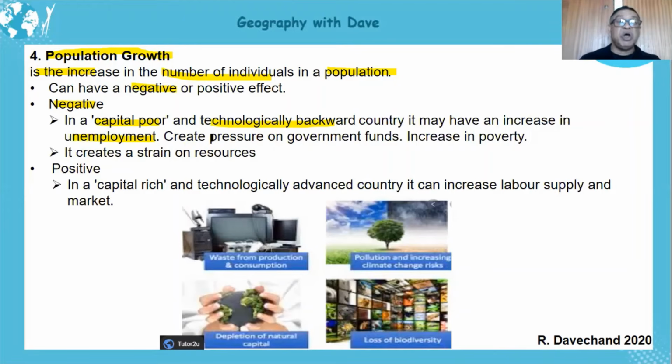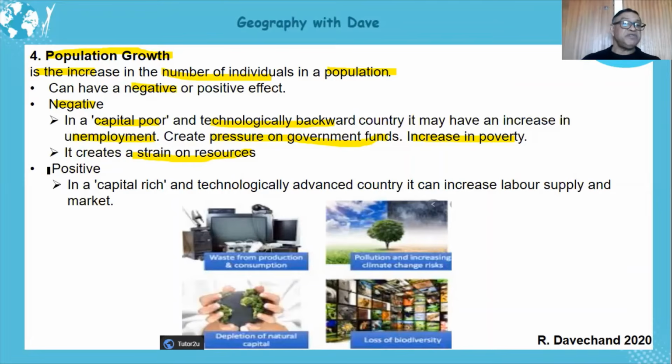All right, it creates pressure on government funds. Instead of using it for other development, they have to use it for social services, unemployment funds, etc., because the people are there. But they don't have so much economic power. They're capital poor and technologically backward. So what happens here, learners? It increases poverty. Of course, low salaries and being unemployed increases poverty. Okay, and eventually it creates a strain on resources, all resources. Whether it's financial, etc., there's a strain on resources. Okay, so that is your negative effect.